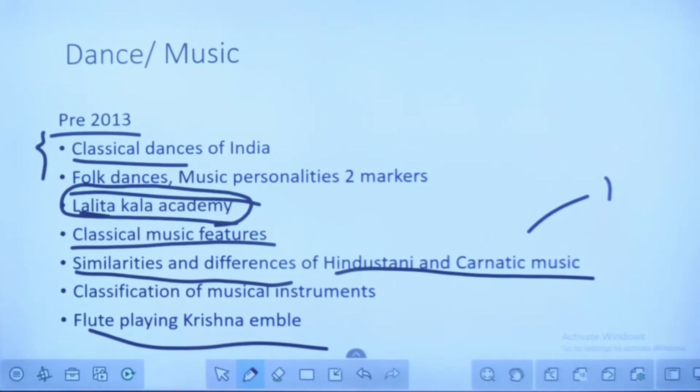In Ragmala paintings also you find it multiple number of times. Then in sculpture, the Cholan bronzes also reflect this flute playing Krishna emblem. This emblem they asked as a question.